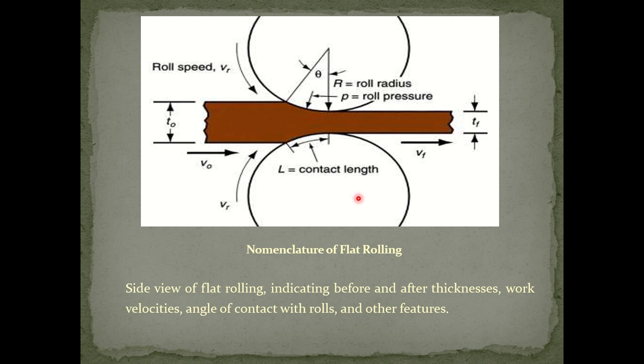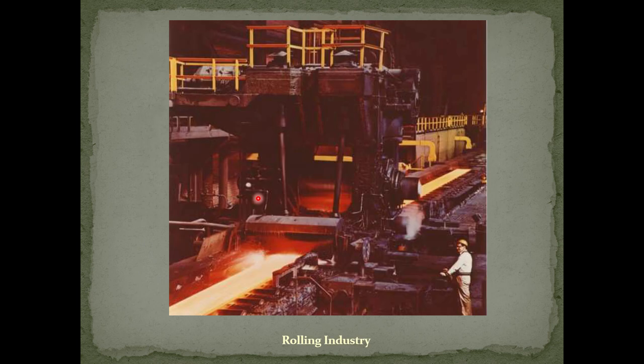So this is the nomenclature for flat rolling. Here we can see the thickness before rolling and thickness after rolling, then the roll radius, roll pressure, contact length, velocities of the roller and velocities of the material. So this is the simple nomenclature diagram. Now this shows the actual view of rolling in the industry, how rolling is performed. This is the hot rolling process where we provide hot input metal and here we get an output. So this is the actual view of the rolling industry.